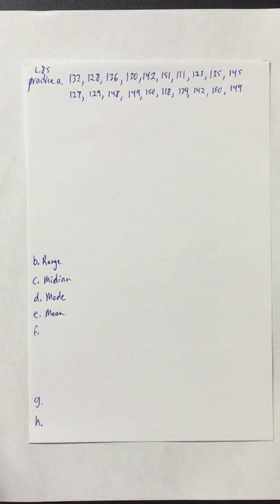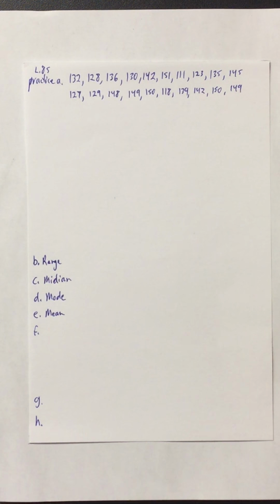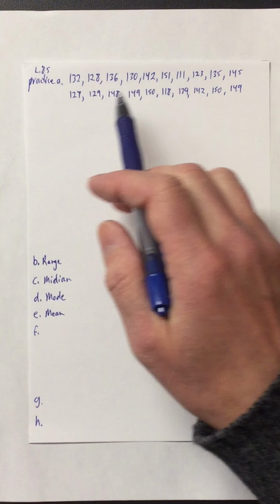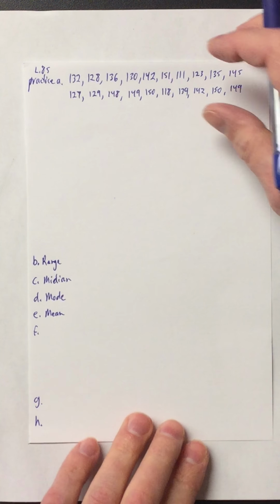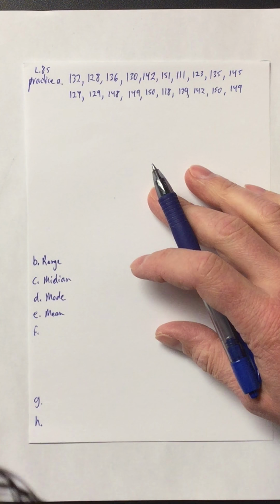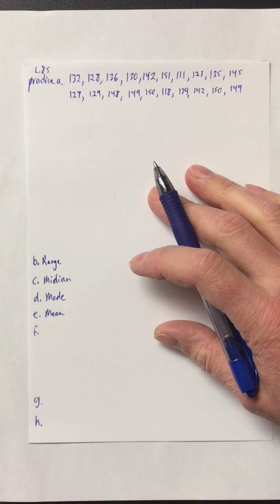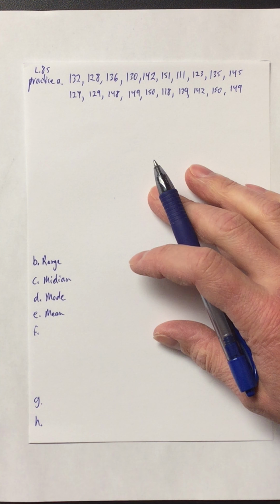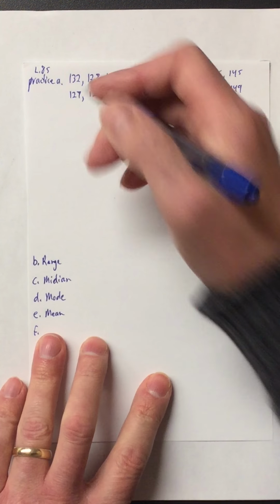Okay, looking at the practice problem, it says Cindy carefully counted the protozoa in 20 slides. So we got 20 numbers here. The numbers she counted in the 20 slides were as follows, and I've written them out here on my paper. Okay, so it says make a stem and leaf plot. So let's go ahead and head into that.